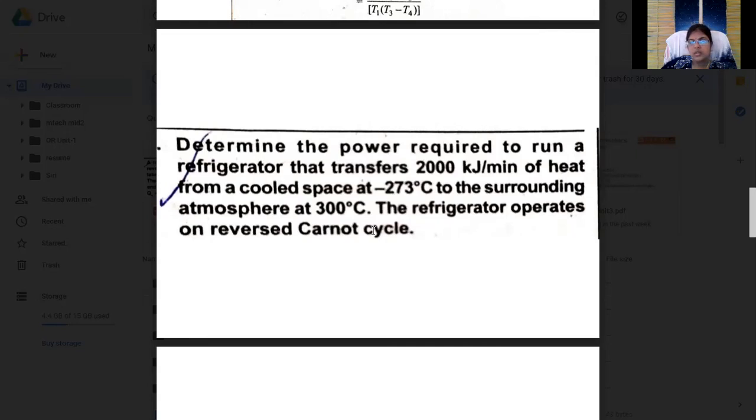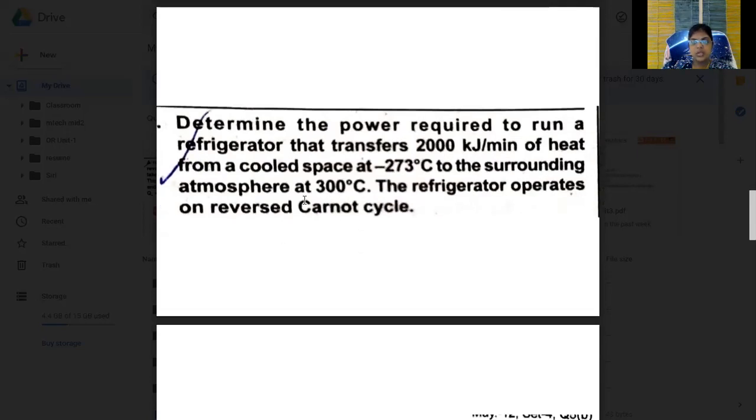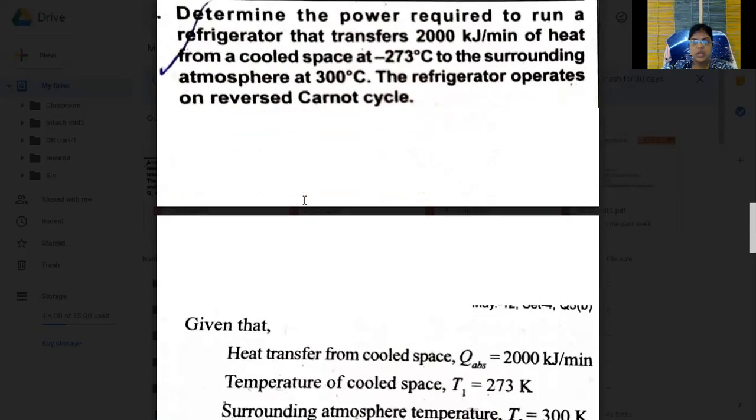First of all, our hint in the given problem is refrigerator. I told you in the previous class, in a heat pump or refrigerator, definitely heat flows from lower temperature to higher temperature. Whenever heat flows from lower temperature to higher temperature, definitely we will supply some amount of energy to the system. That is only for heat pump and refrigerator. Here our hint is refrigerator, so definitely heat flows from lower temperature to higher temperature.